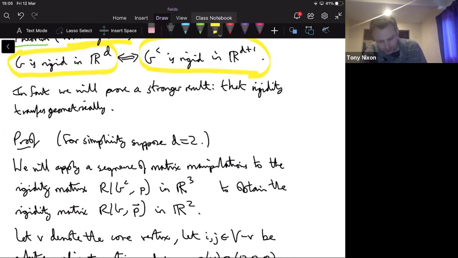To make it a bit simpler for myself, I'm just going to take D equals 2. So I've only got x's and y's and z's, from R^2 to R^3. As I say, we're going to start with the framework in D+1 space, so in R^3, with the cone framework and the rigidity matrix of that. And we're going to do a sequence of operations.